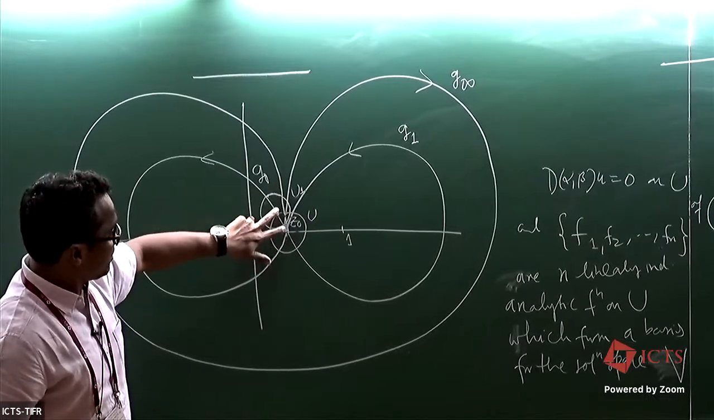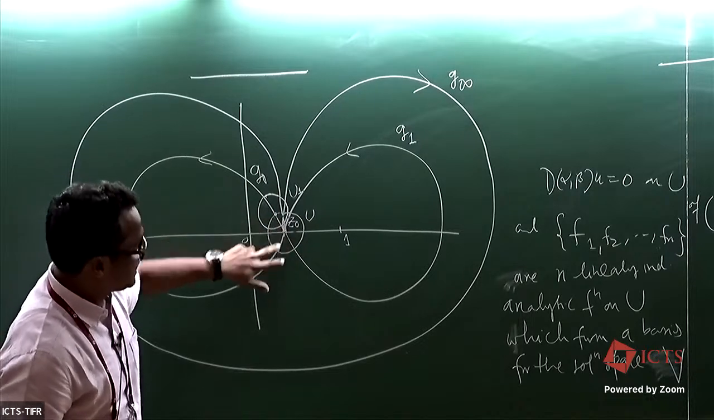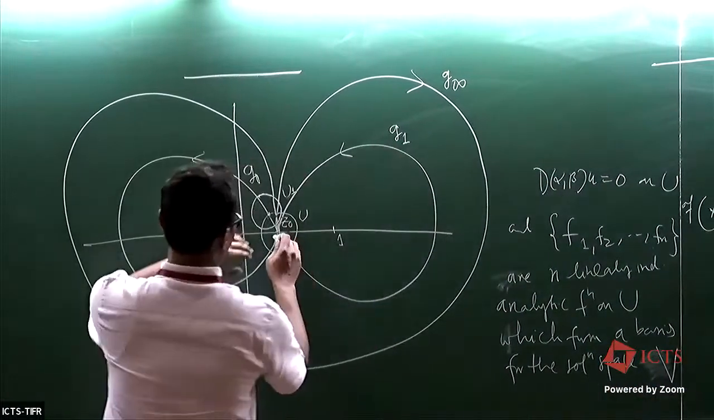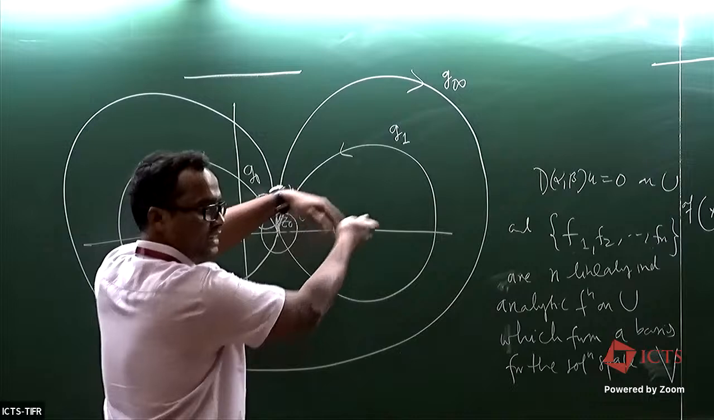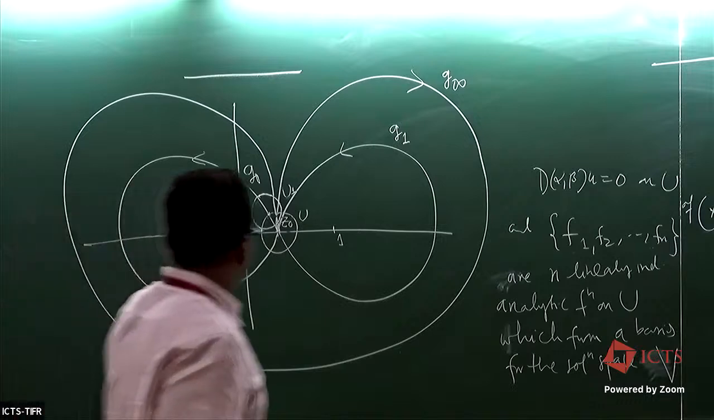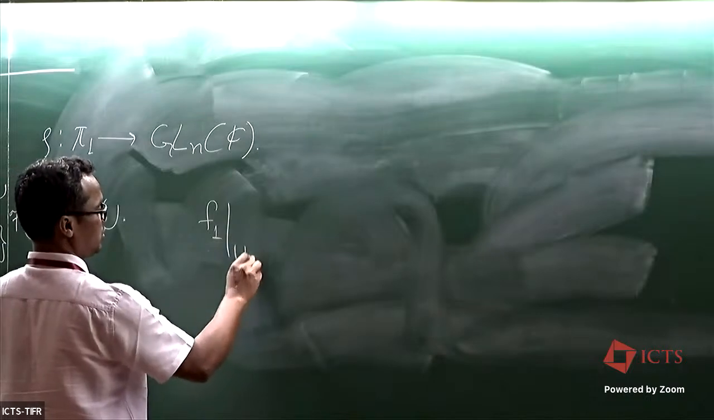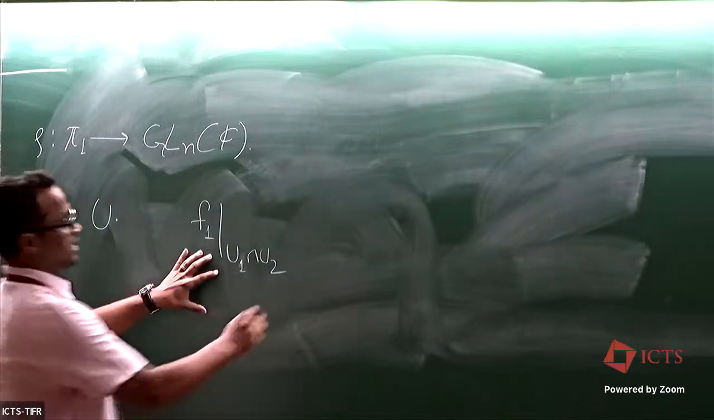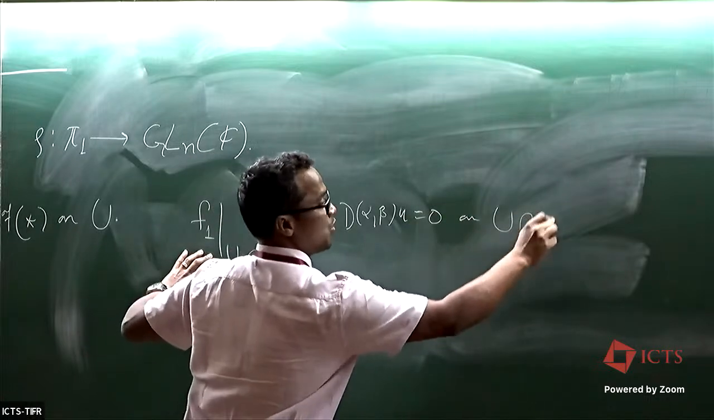But we see that I'm going to analytically continue this basis elements first along the loop g0 and see how it gets changed when I return back to the original disk. So if I consider the restriction, let's write f1 only. If I restrict f1 on U1 intersection U, then this restriction satisfies the differential equation D_{αβ}u = 0 on U intersection U1.